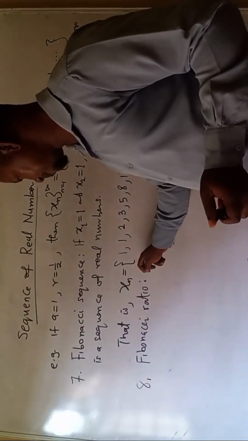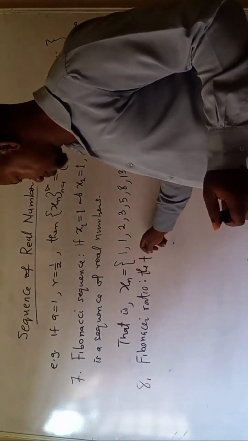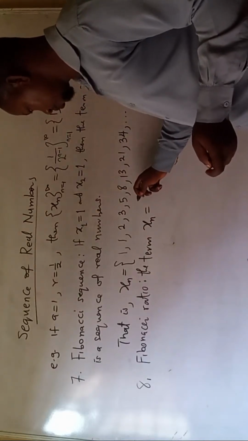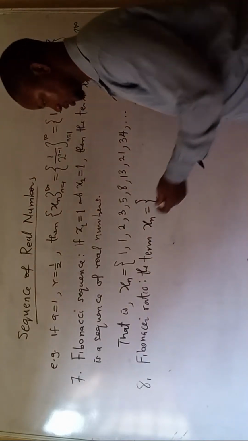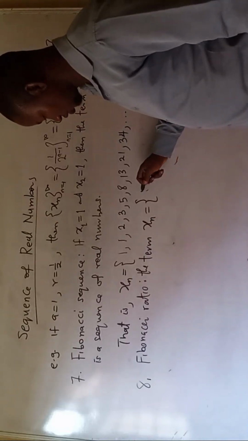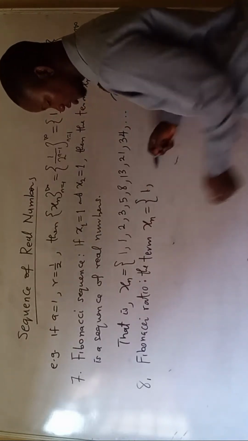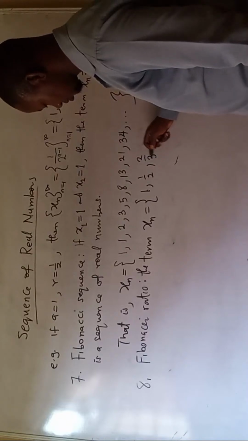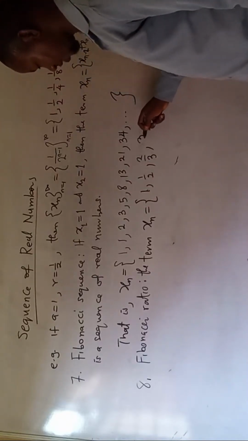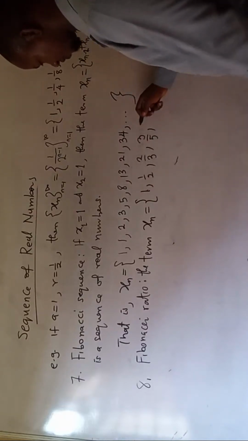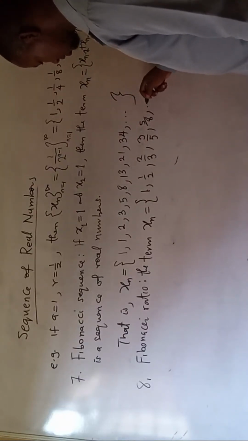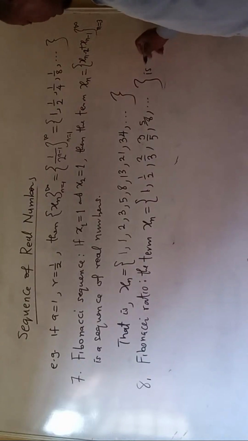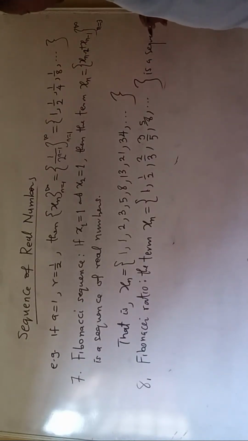So this is the term xn equals to this. To take the ratio of these two, it's going to be 1. The next, to take the ratio, it's going to be 1 by 2. The next one, take the ratio, that is 2 by 3. The next one, if we take the ratio, that will be 3 by 5. Take the ratio of the next one, 5 by 8. And this also goes to infinity. So this term is also a sequence of real numbers.